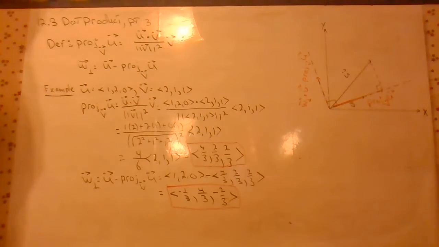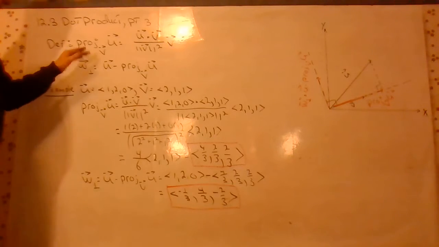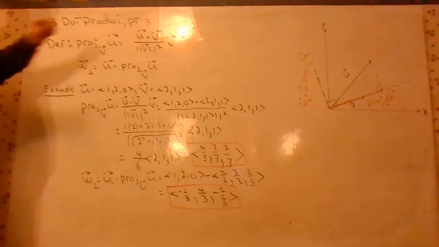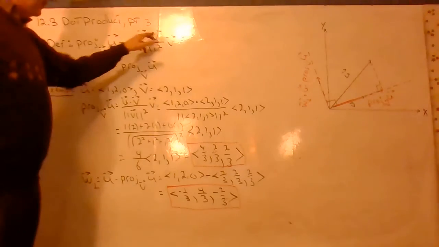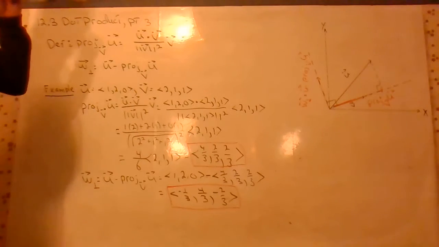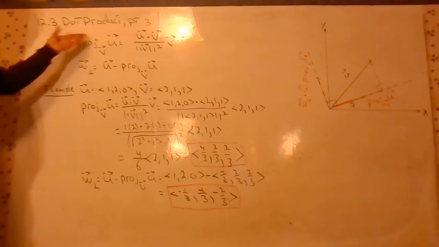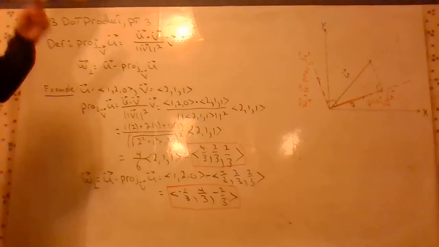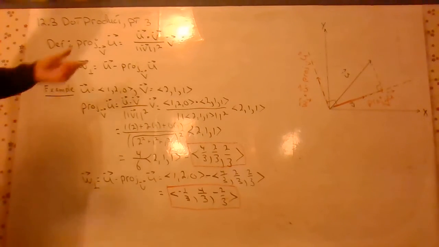Dot product part 3. We're going to talk about vector projections in this section. And first of all, a definition. Projection of u onto v is equal to u dot v over magnitude of v squared times vector v. I'll derive this for you in a fourth video. We'll put the derivation there, and that's optional, I guess.